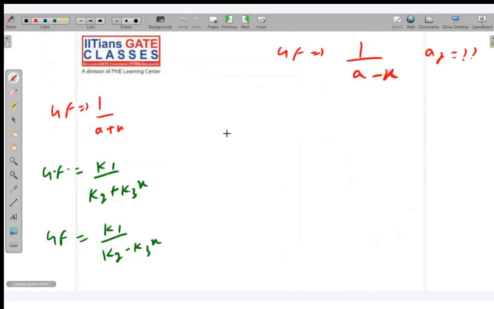Now see this: 1 upon a minus x. What is the numeric function? If you have done integration and all, you will be able to answer this question very easily. You have to do very small manipulations and you will get the answer. Please let me know.